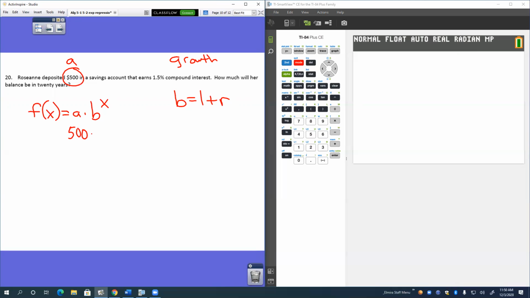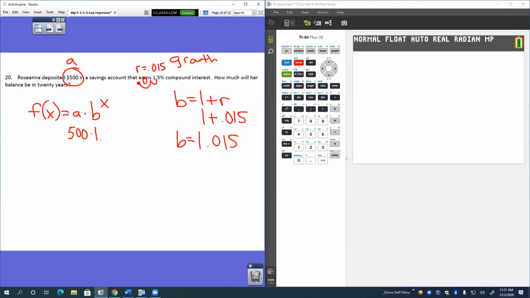We need to figure out our factor. Notice that they gave you the percent again. You need to take and move the decimal point over 2 places. So our R is really 0.015 because we had to make our percent into a decimal. So we have 1 plus 0.015. So that becomes 1.015. That's what our B is.